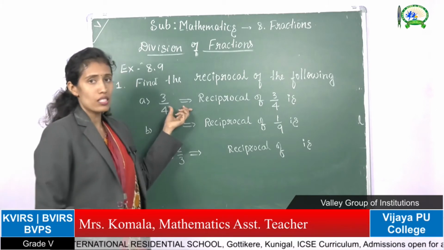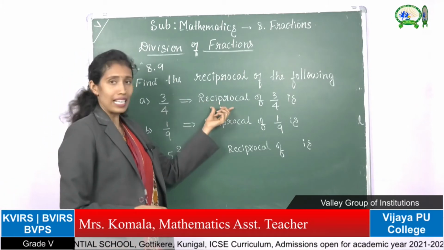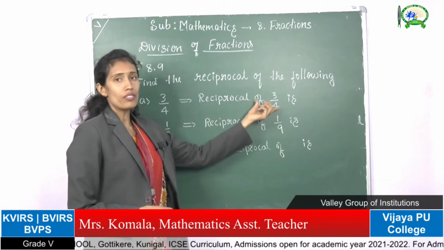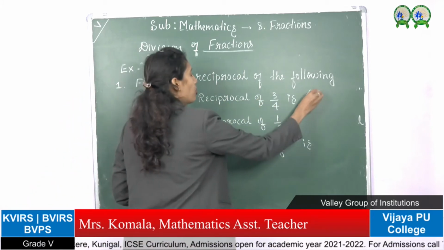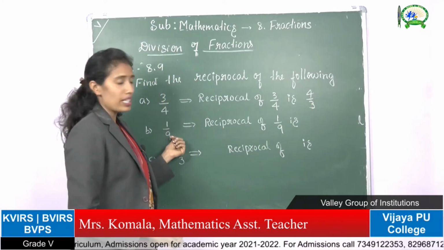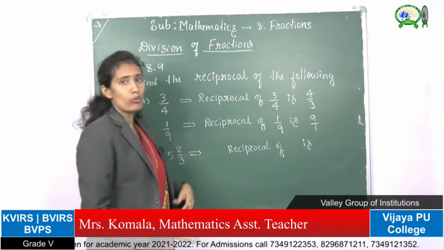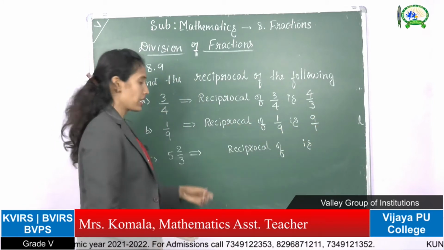The first one is 3 by 4. What is the reciprocal of 3 by 4? We can write it as: the reciprocal of 3 by 4 is 4 by 3. What is the reciprocal of 1 by 9? It is 9, or you can write 9 by 1 also, which gives the same numerical value.